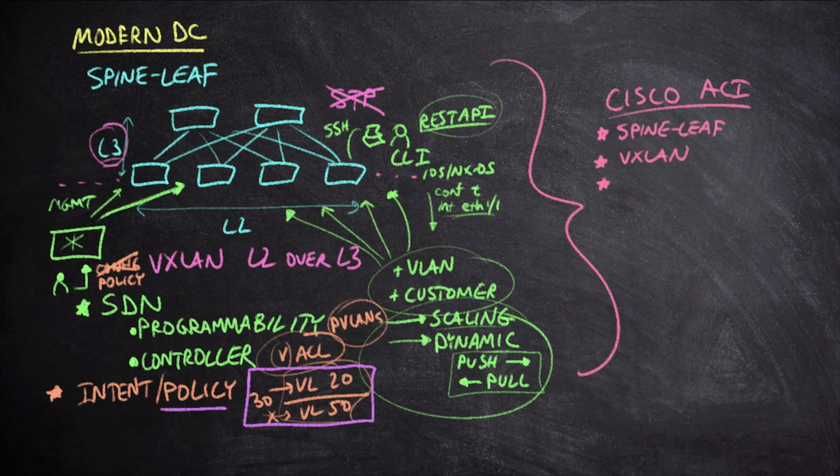It's going to allow us to scale up. And the way it scales is by leveraging spine and leaf and VXLAN, but also programmability. So our APIs, which again allow us to be more scalable and more dynamic. And ultimately, it also includes that controller element, which allows us to focus more on policy rather than on mechanisms and protocols and the like.